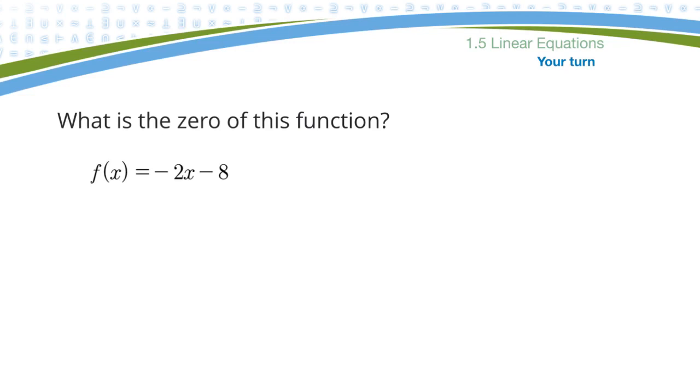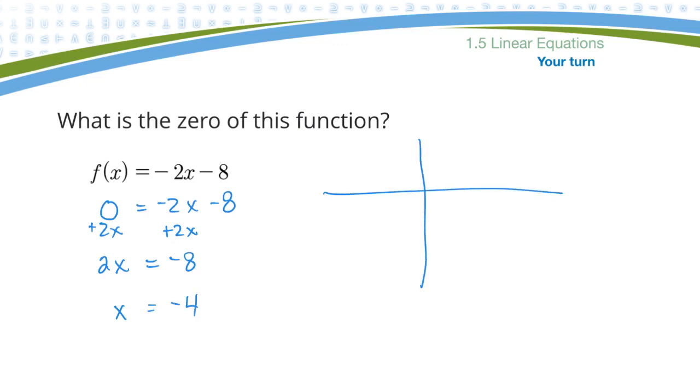Okay, so to find the 0, you put a 0 in for f of x. In this case, because I want my x's to be positive, they don't have to be, but I like to make them that way, I'll move the 2x to the other side, so I'll get 2x is equal to negative 8, and then I'll divide both sides by 2, so I get x is equal to negative 4. So the 0 of the function is negative 4. This graph would cross the x-axis right there. And the graph probably looks something like that.